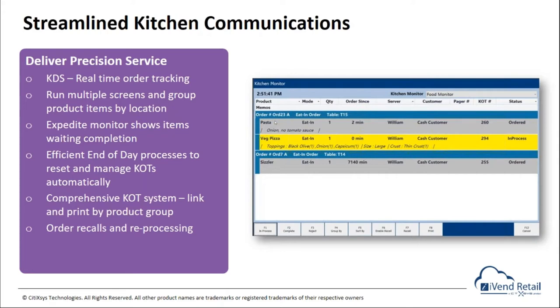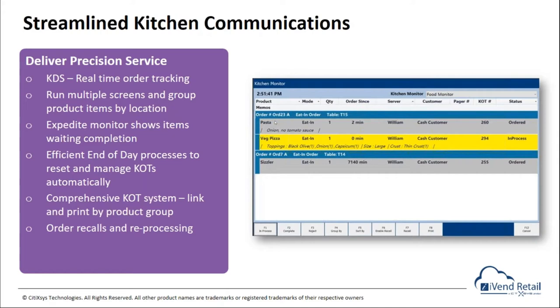You can run multiple screens and group specific products to appear on each screen location. Basically, items are configured based on their product group to the kitchen monitor. Depending on your setup, you may have vegetarian and non-vegetarian sections in your kitchen. In the same order, you may have veg and non-veg items. Veg items will appear only on the monitor configured to show only vegetarian products, and non-vegetarian items will be shown on a different monitor as configured. So this is how to ease operations in the kitchen. This is how the system is configurable.